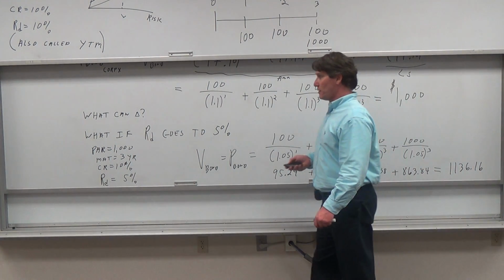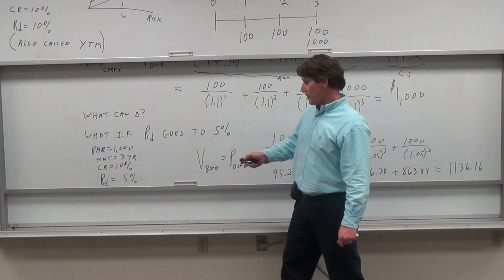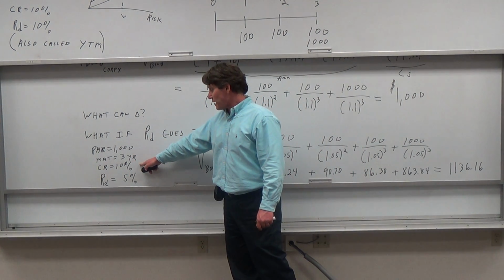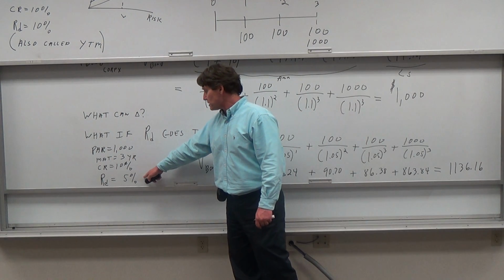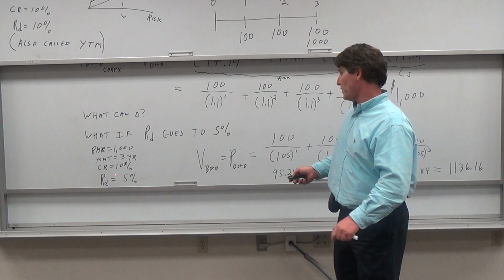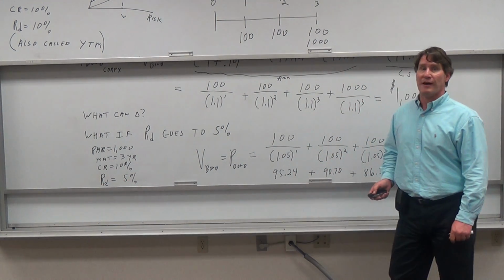Well, let's go ahead and do the calculation. The par stays at 1,000, maturity stays at 3 years, the coupon rate stays at 10% because that's fixed, and for whatever reason, the return that investors want on investments of like risk changes to 5%.